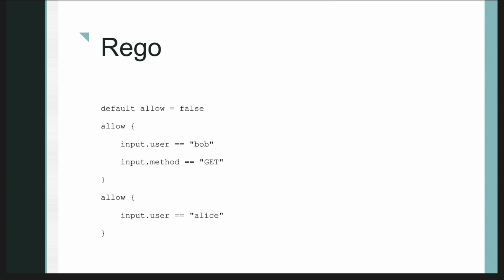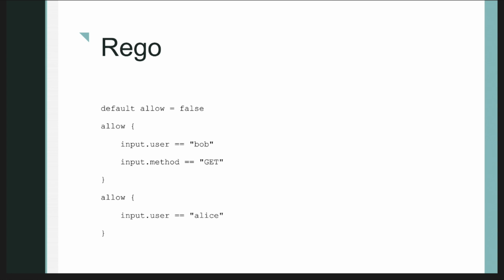And so I don't know if you see my mouse, I don't guess so. But in any case, you have two blocks over there, two allow blocks. That is an OR. So you have either this block is true, or this block is true, or both could be true. And so in this case, what you are going to do is to allow if the user is Bob and the method is get.